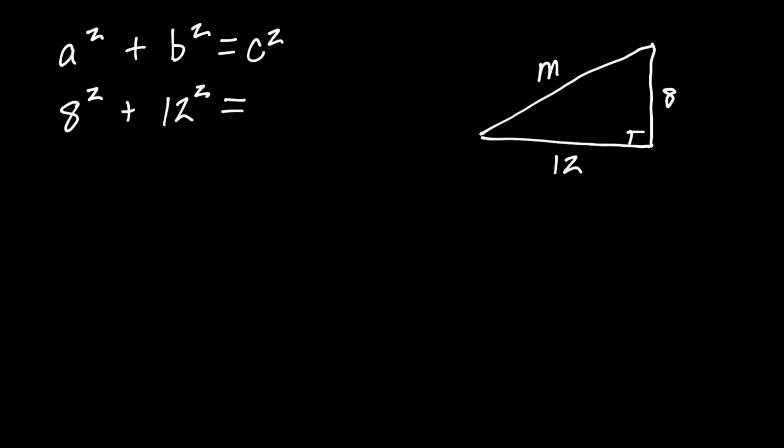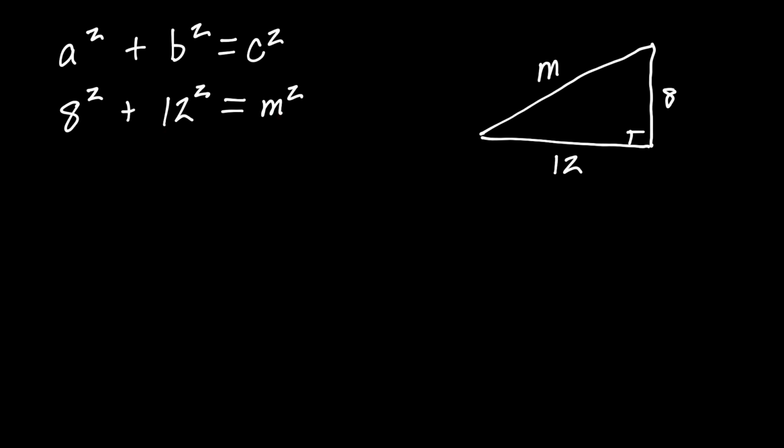So let's go ahead and write our formula. a squared plus b squared is equal to c squared. And I guess 8 is my short side. I don't have to make a my short side, I'm just doing that. I could have written it the other way. I could have written 12 squared plus 8 squared. Doesn't matter. And I'm going to be looking for m. So leg squared plus leg squared equals hypotenuse squared.